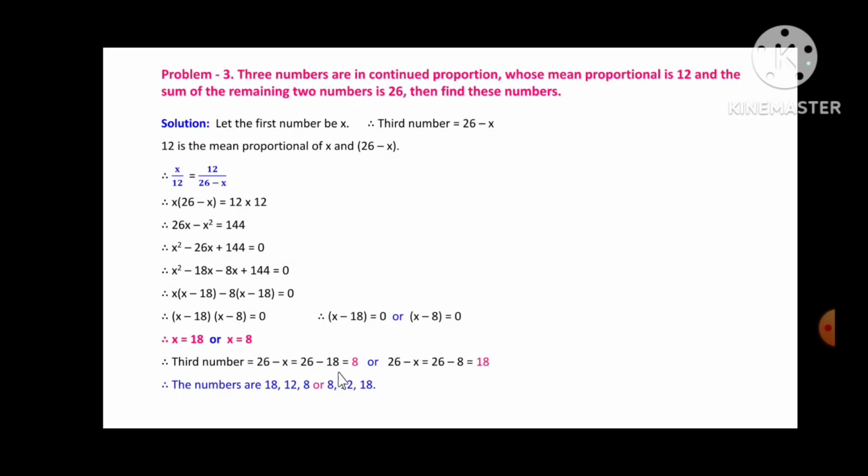The third number is 26 minus x, meaning 26 minus 18, that is 8, or 26 minus x is equal to 26 minus 8, which is 18. So the numbers are 18, 12, 8 or 8, 12, 18.